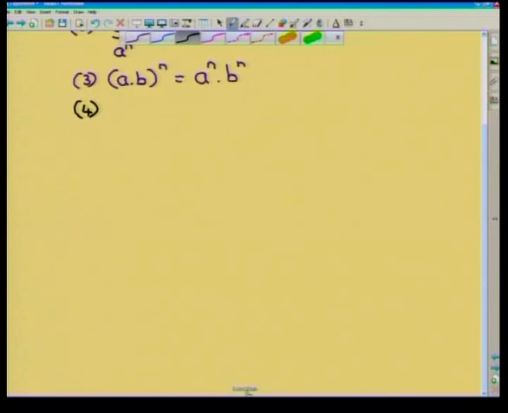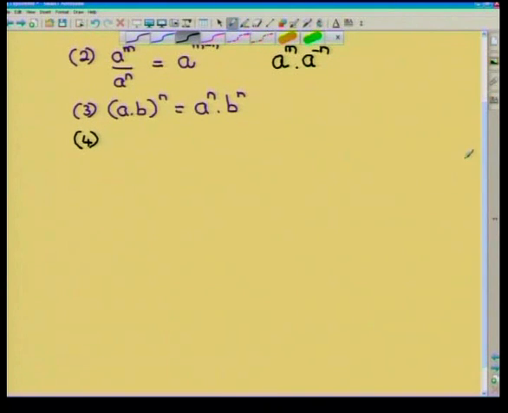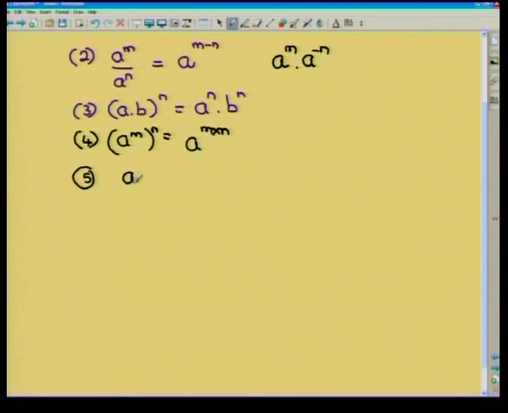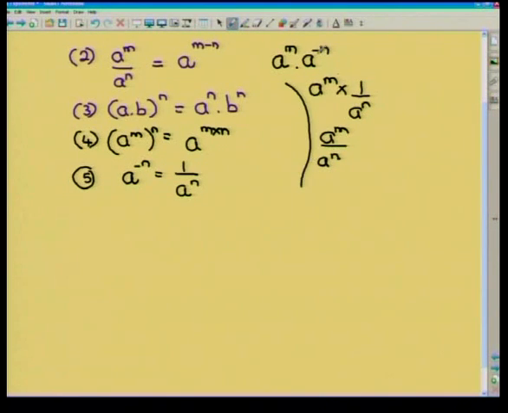Right, the fourth rule says to me, let's just get it up a little bit, if I have a to the m all to the n, well then it's equal to a to the m times n. In other words, if I am raising to a power, I multiply my exponents. Right, a fifth rule says to me that if I have a to a negative exponent, it is equivalent to 1 over a to the positive exponent. And that fits in with what I was telling you here. In other words, this would become a to the m times 1 over a to the n, which then becomes a to the m over a to the n. So it all fits in around that.